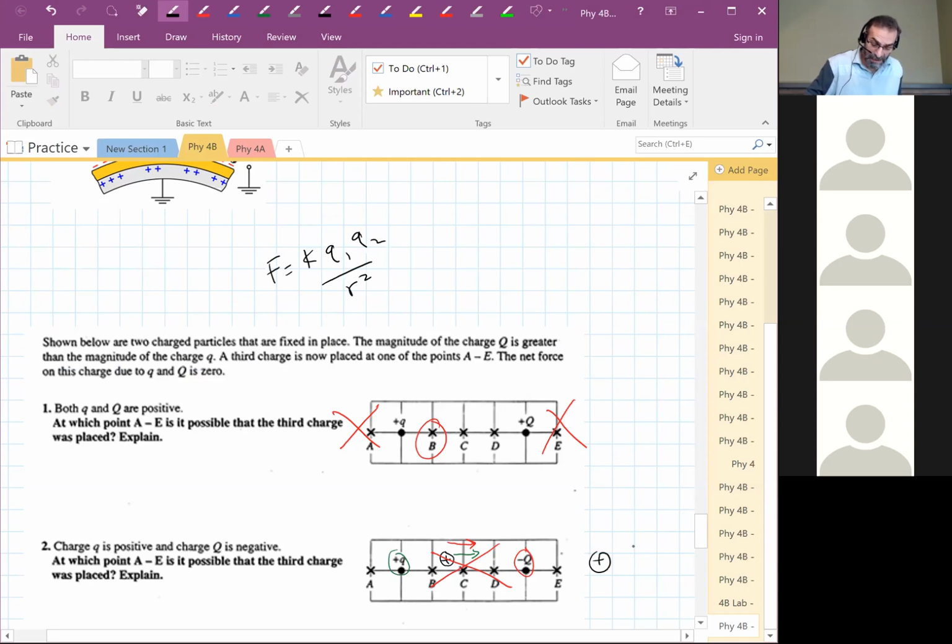If we put it outside, then from the small q, we get a repulsive force, and from the capital Q, we get an attractive force. Now there's a chance that those two might cancel to zero. We have to be outside of the two charges. Now we say to ourselves, what about the magnitude? We need the magnitude of this one to be the same as the magnitude from the other charge, right? So that means we have to be closer to the smaller charge. So we have to be at location A. We can't be at E.